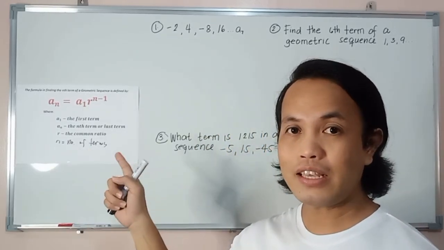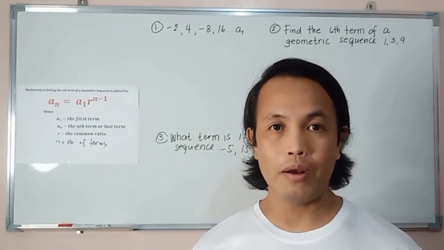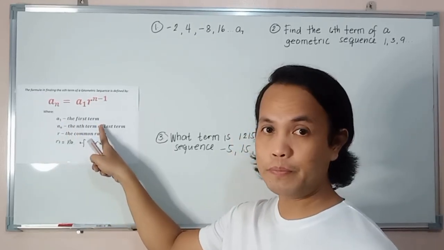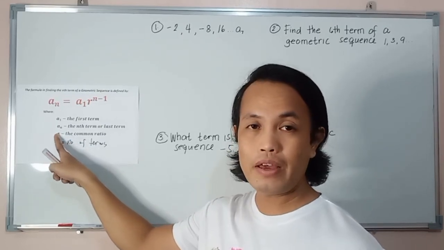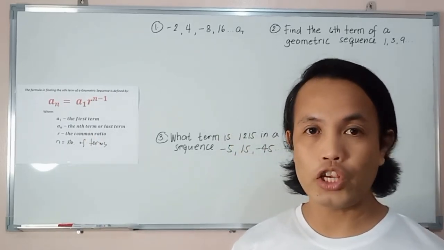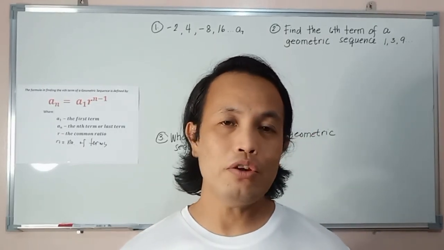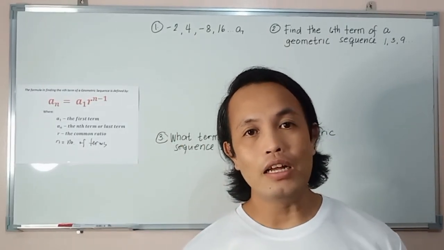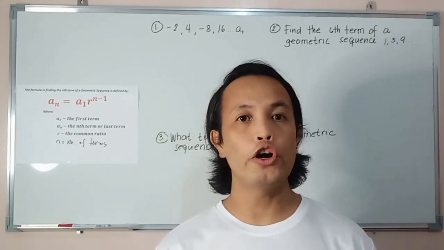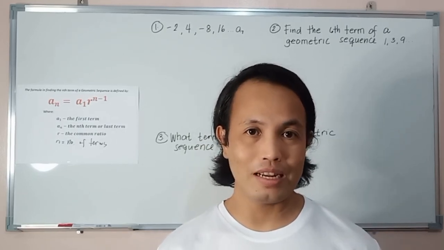We have a sub n equals a sub 1 times r raised to n minus 1, where a sub 1 is our first term, a sub n is the nth term or the last term, r is the common ratio, and n is the number of terms. We will be using this formula in finding the nth term of a geometric sequence, or the number of terms, or the common ratio, given a geometric sequence.